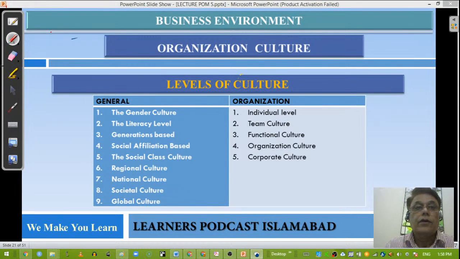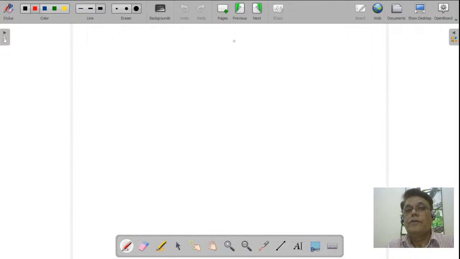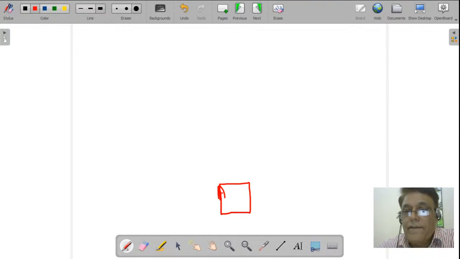Okay, very quickly. Suppose, for example, just take an example. Say you are a student of a class belonging to section A, and there is another class that belongs to section B. Can you differentiate these two classes from the cultural point of view?